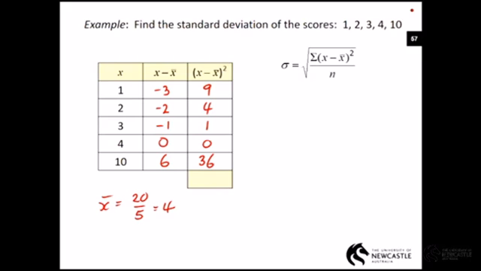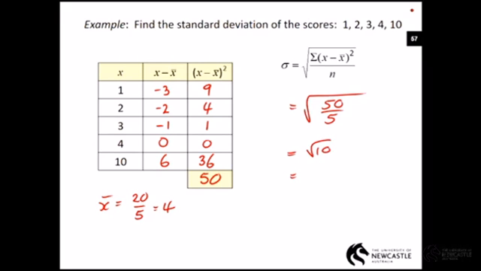We're going to average them up. So first I need to sum them. 36 plus 0 plus 1 is 37. We've got a 41, plus 9 is 50. So my formula says that the sum of this column, which is 50, divided by how many scores we have: 1, 2, 3, 4, 5. I could put it straight in the calculator, but 50 on 5 is just 10. And root 10 is something.